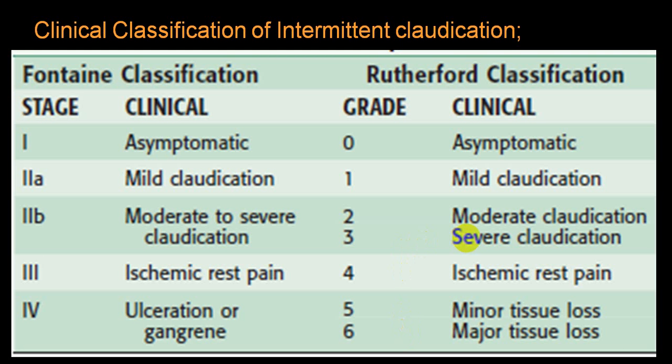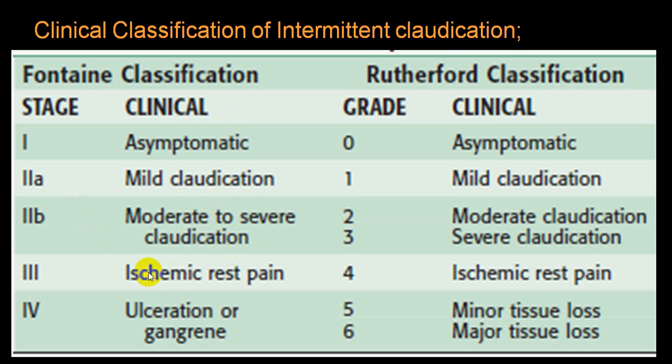There is one classification on the ground of clinical symptoms. It is called the Rutherford classification and the Fontaine classification. According to Fontaine, it is stage 1, stage 2A, 2B, 3 and 4, while in Rutherford it is 0, 1, 2, 3, 4, 5, 6. Stage 1 is equivalent to 0, which is asymptomatic. 2A is equal to 1, which is mild claudication. Moderate to severe claudication is 2B, and on Rutherford 2 and 3. Moderate is 2, severe is 3.